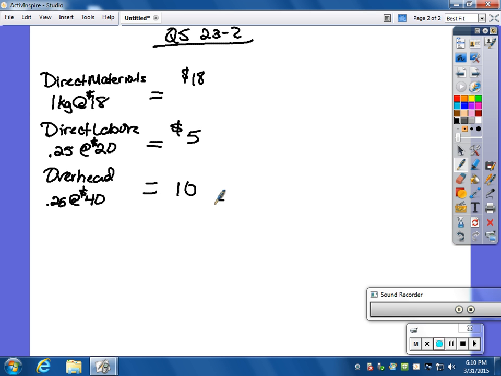$10. So total 18 plus $5 plus $10 gives us a standard cost of how much? 33? Good.